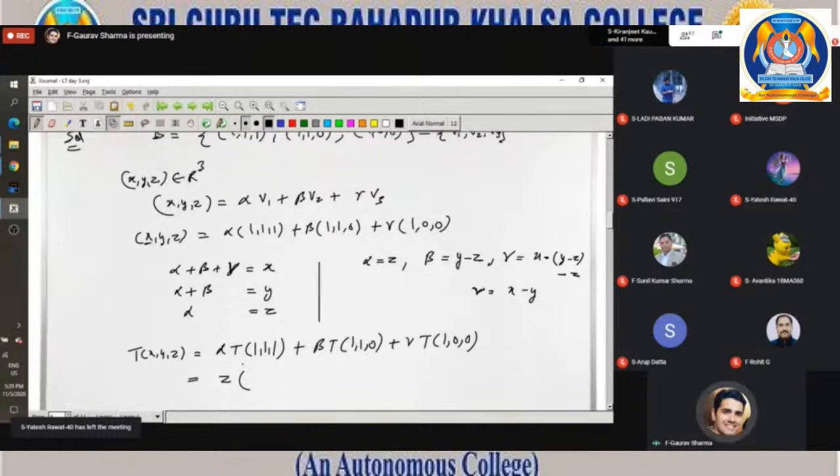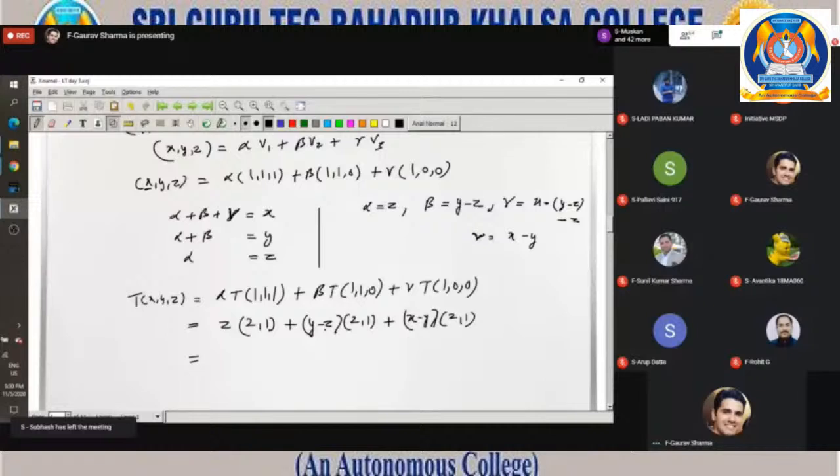Avantika, what will be the next equation? Alpha plus beta plus 0 is equal to y. Okay. Last: alpha plus 0 plus 0 equals z. So I want to find alpha, beta, gamma in terms of x, y, z. Therefore, alpha equals z.